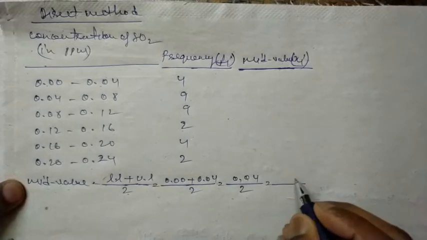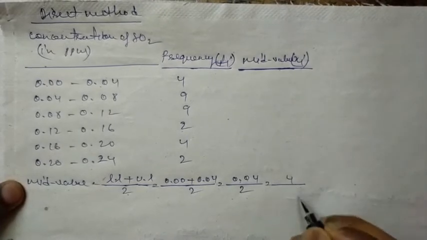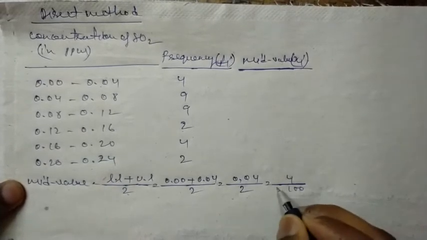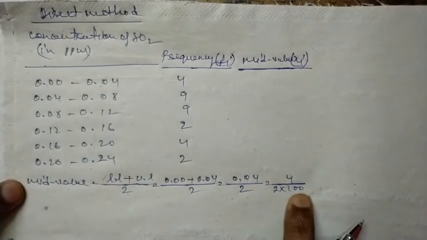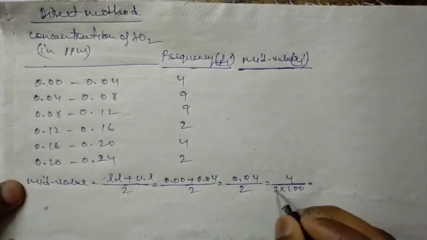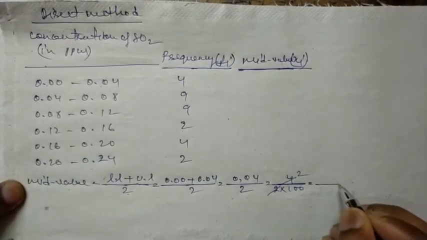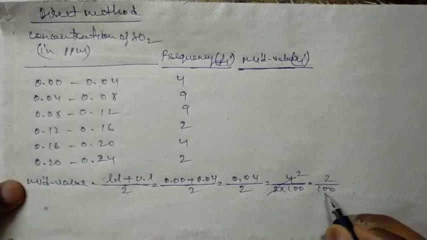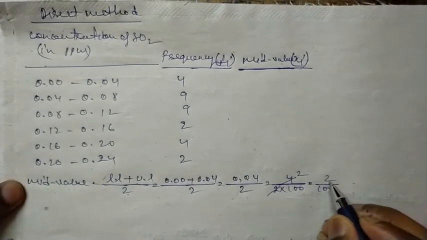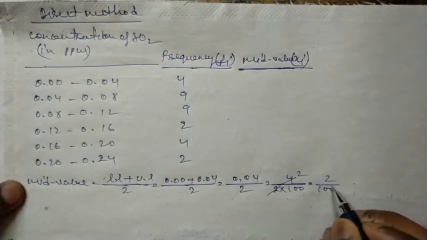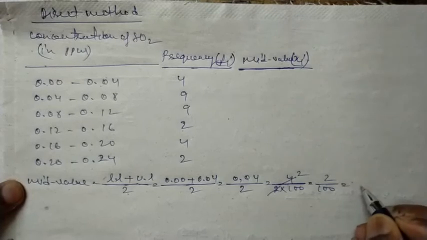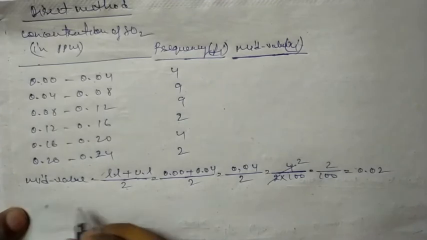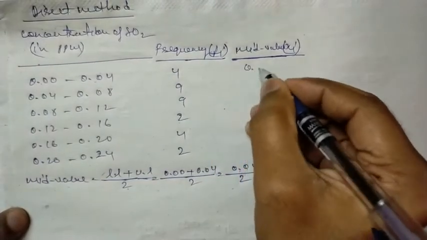We can remove the decimal from here. So if we remove the decimal, it will be 4 on top and 100 on the downside, and obviously 2 is there, 2 into 100. We can cancel by 2, 2 2s are 4, divided by 100. So we put the decimal two digits to the left, that is 0.02. So we got the mid value 0.02.